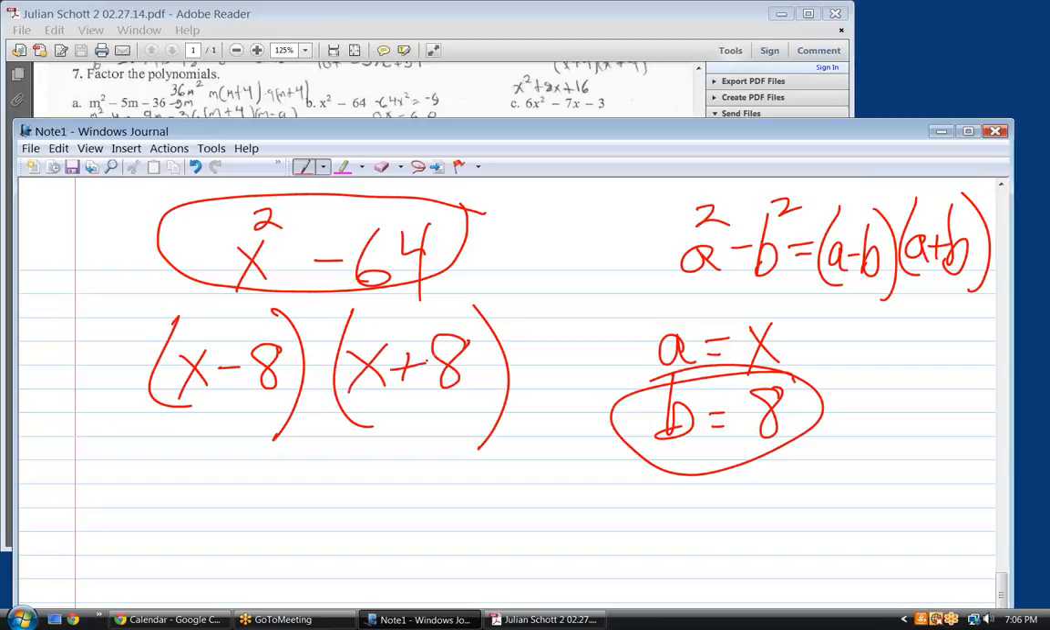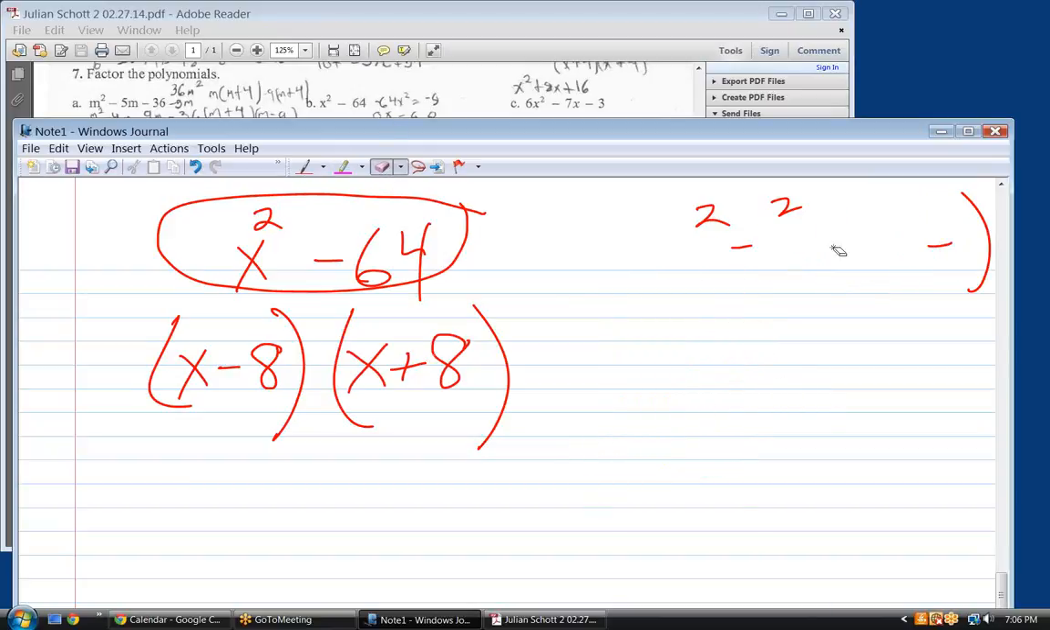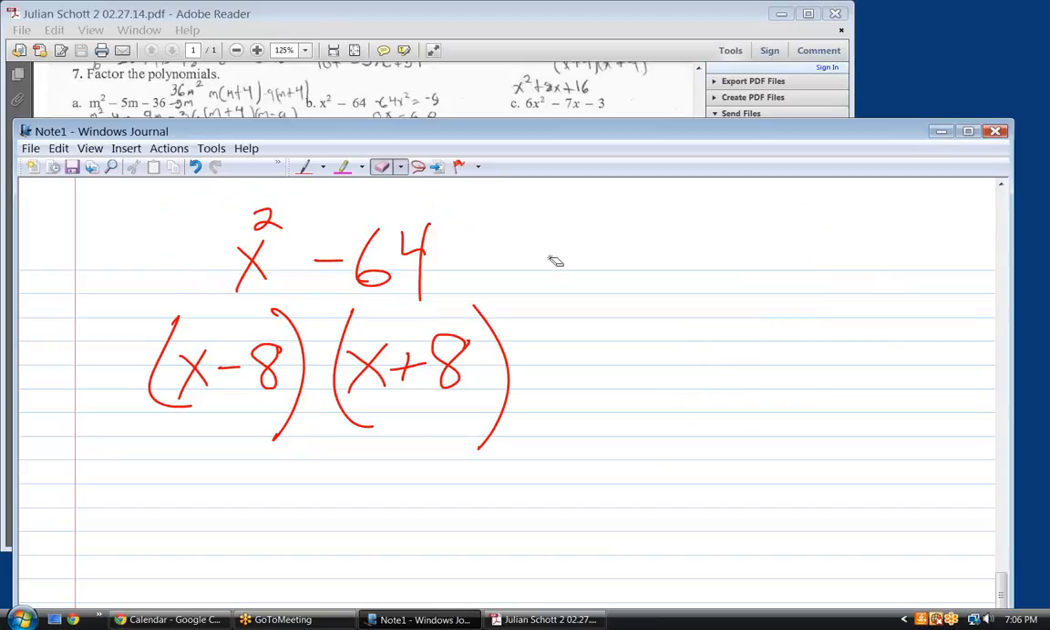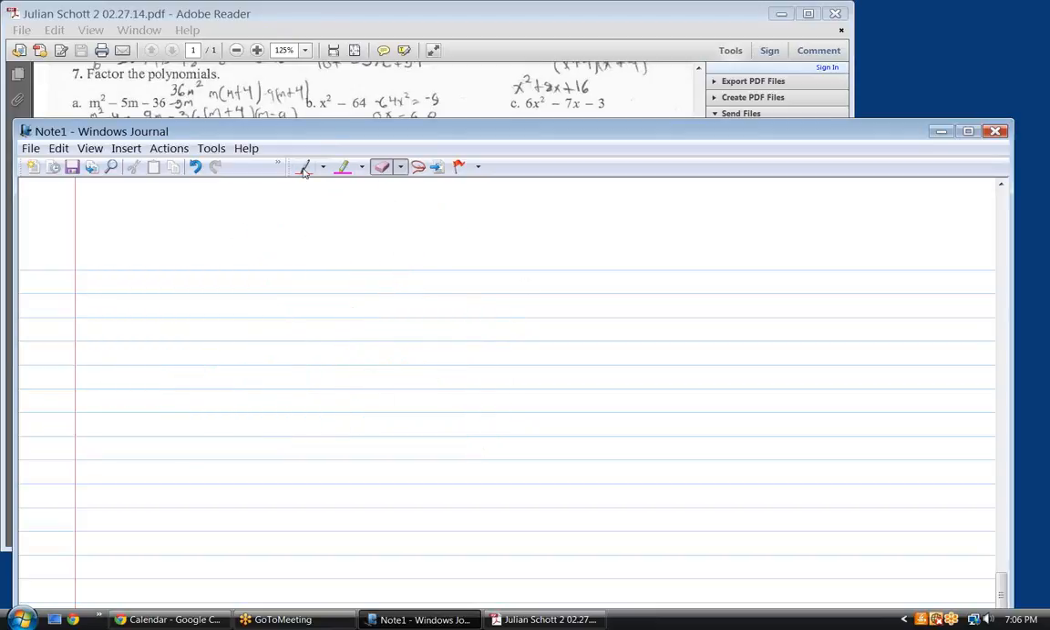That is fully factored. Very easy to factor. Whenever you have difference of perfect squares, it's very easy to factor. It's not hard like that one was. Let me give you a couple others. Factor that.